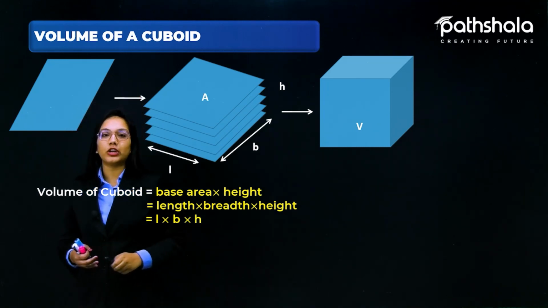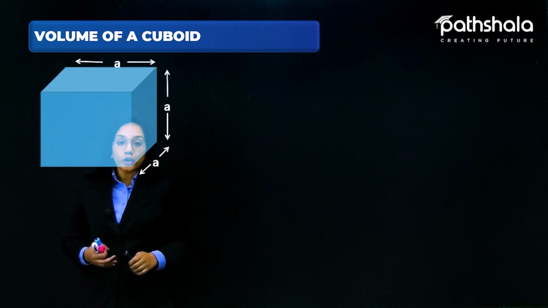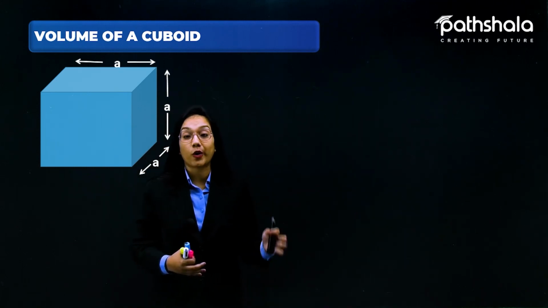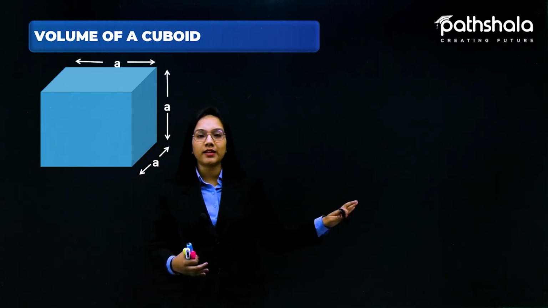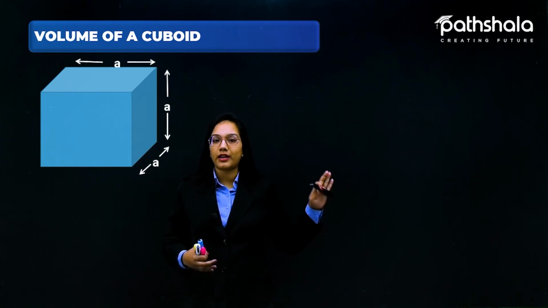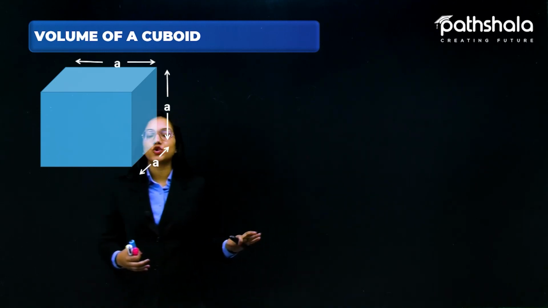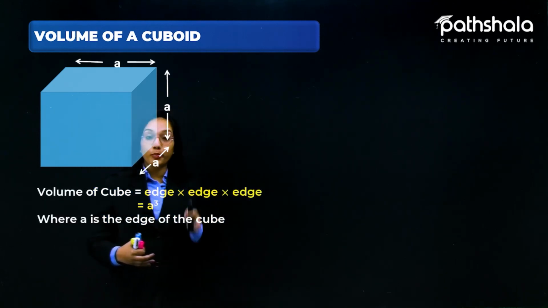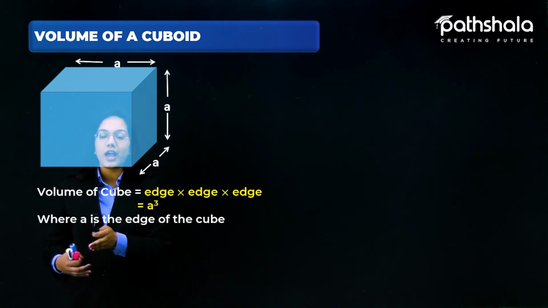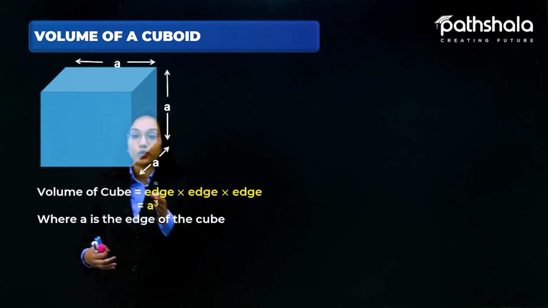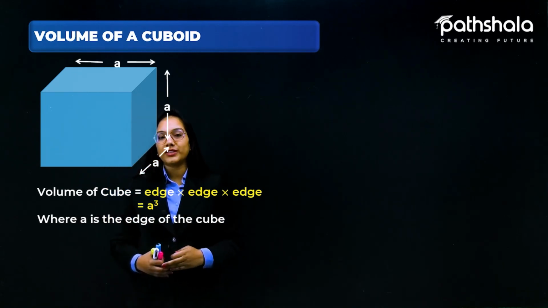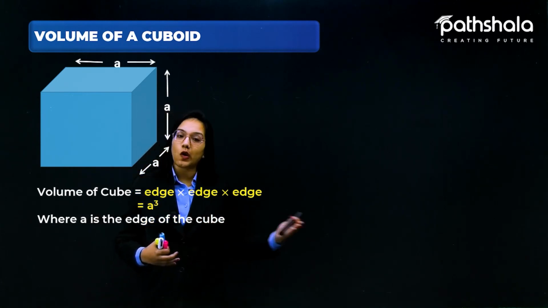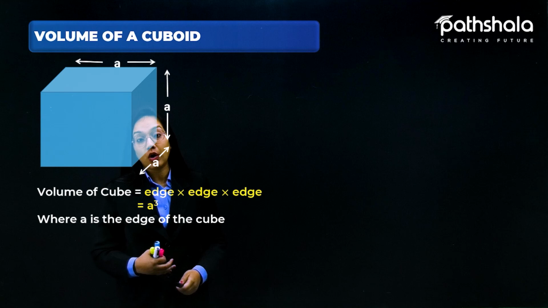Now let's move on further and talk about the volume of a special type of cuboid, when all its sides are equal, which means we are talking about a cube. So this is a cube. As you can see, the length, breadth, and height are all the same, which is A. So what is the volume of the cube? The volume of the cube is L into B into H. Now in place of L, B, H, we have all the sides equal, meaning A into A into A, which is A cube. So always remember, the volume of a cube is side cube. We can also say edge cube, or A cube, where A is the edge of the cube.